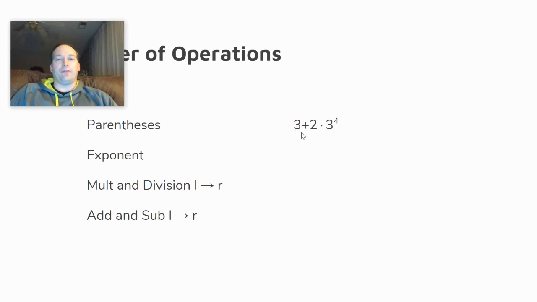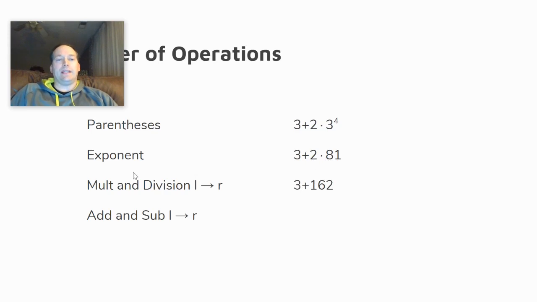So we can do this one. We have 3 plus 2 times 3 to the 4th. There are no parentheses, so we automatically go down to exponent. So we have 3 to the 4th. As we're doing this, we go down 1 at a time. If you don't use it at that moment, you rewrite it. So I didn't use the 3, I didn't use the 2. All I did was make 3 to the 4th, 81.